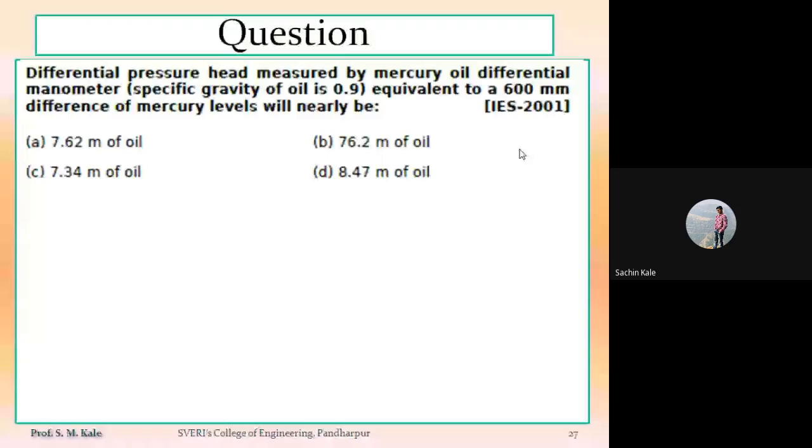Mercury is the manometric fluid, oil is passing through the pipe, and that value of x or y is nothing but 600 mm. So the difference of mercury level will be nearly equal to. So simply you have to use the equation as H is equal to x times specific gravity of heavier fluid divided by specific gravity of oil minus 1. Calculate the answer.